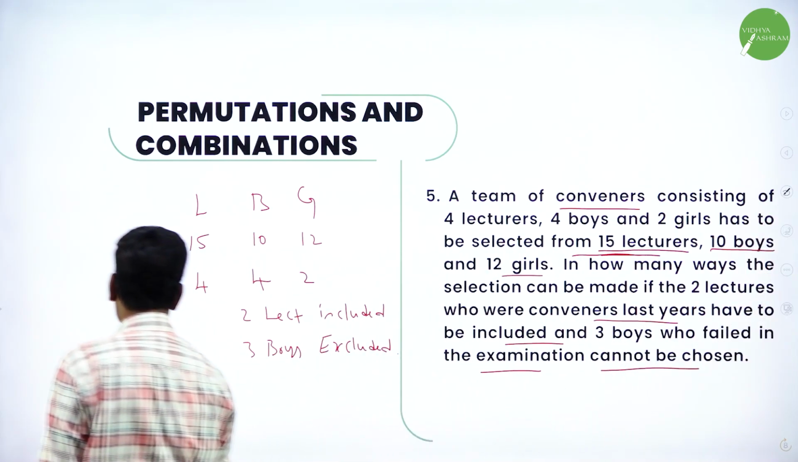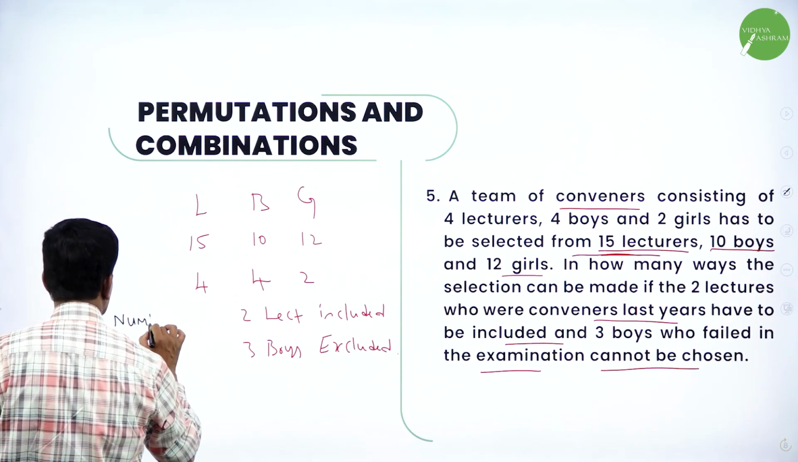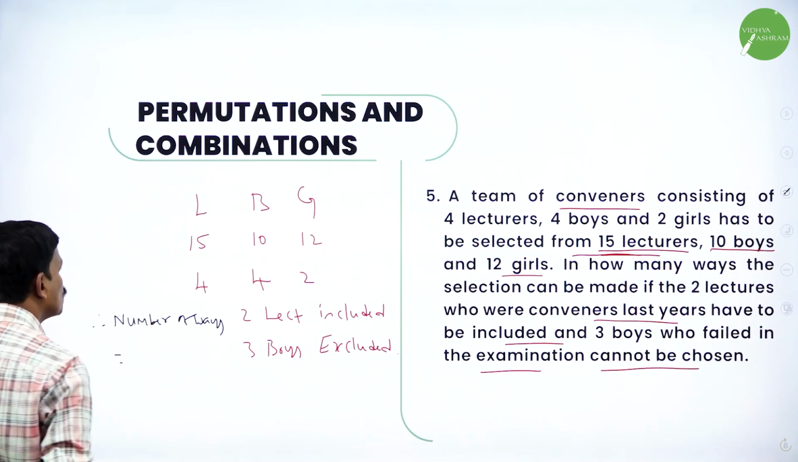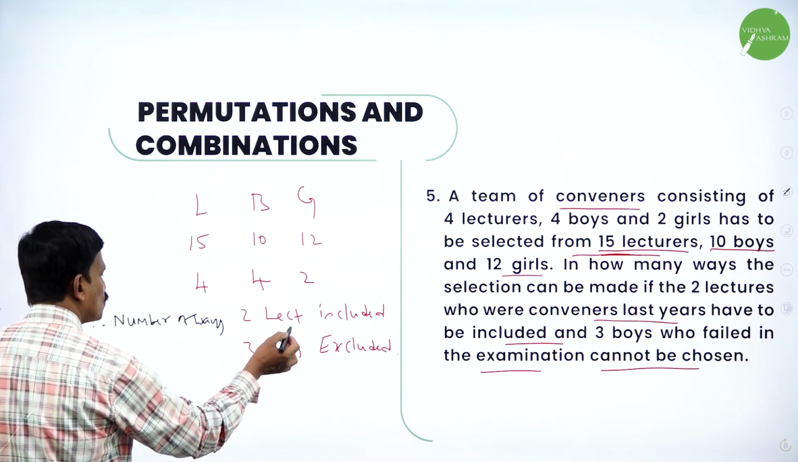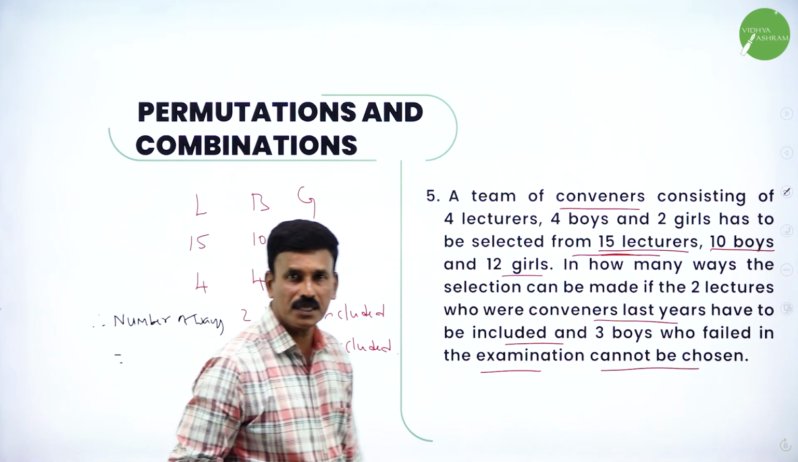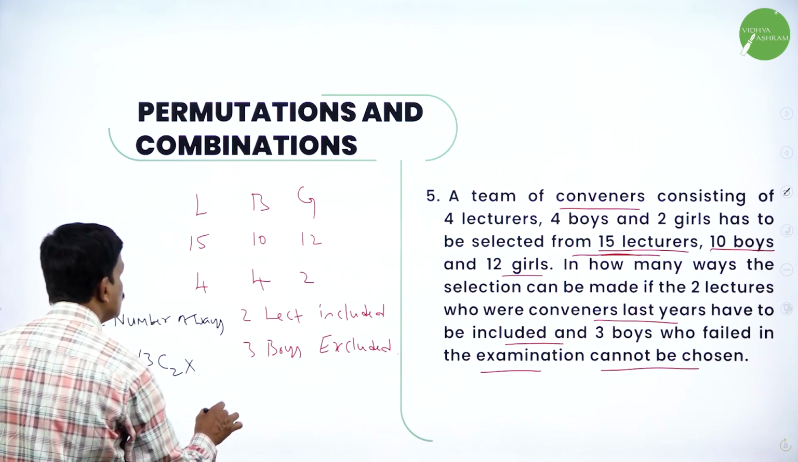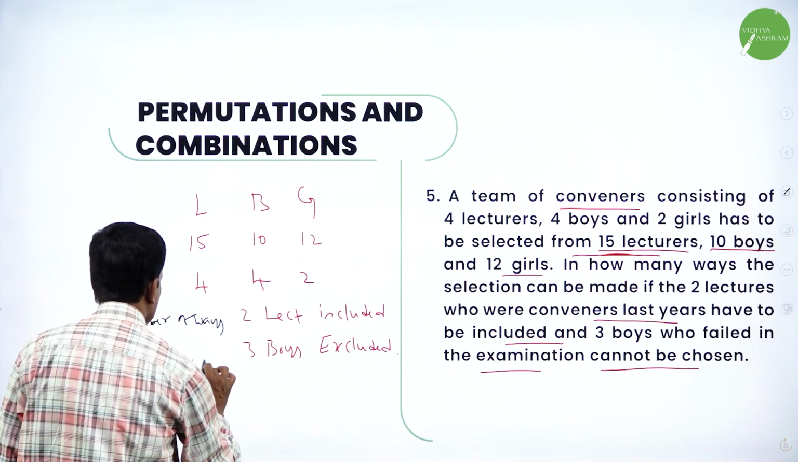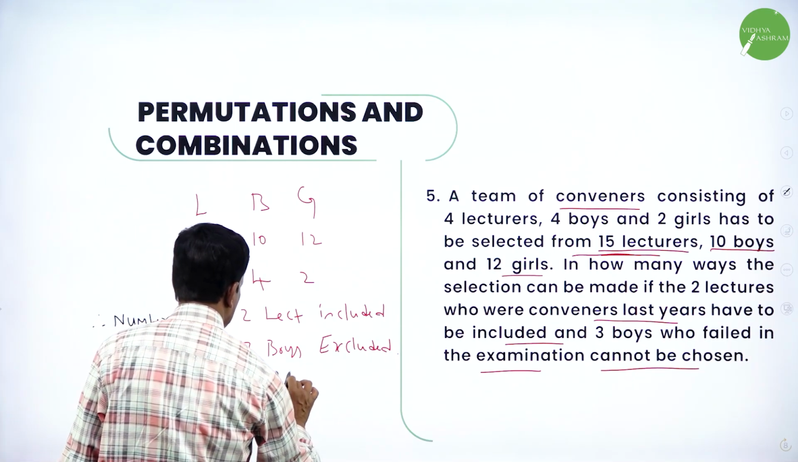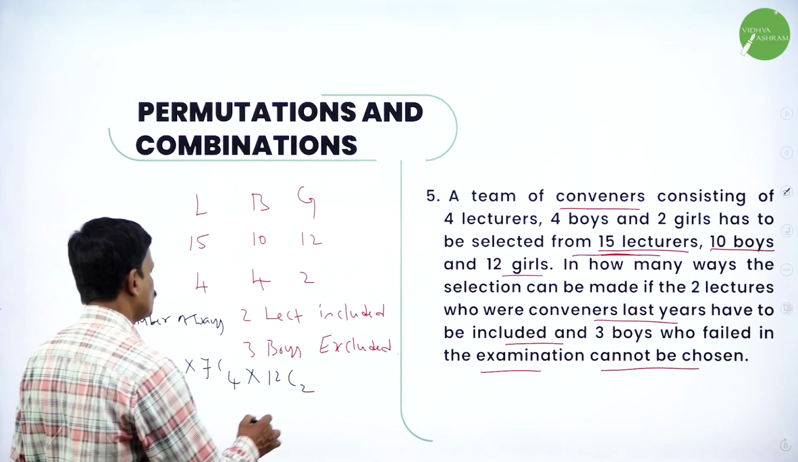Therefore the number of ways: how many lecturers are included? 2 lecturers are included and 3 boys are excluded, right? The number of ways is equal to 13C2 into (10 minus 3) C4, that is 7C4, into 12C2. There is no change in girls, 12C2. So 13C2 into 7C4 into 12C2.